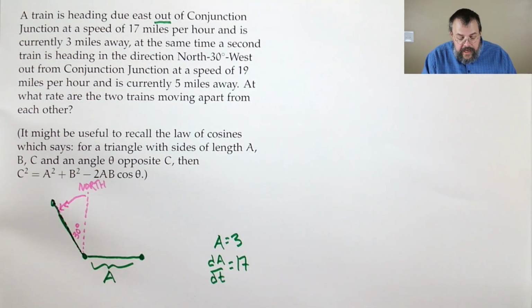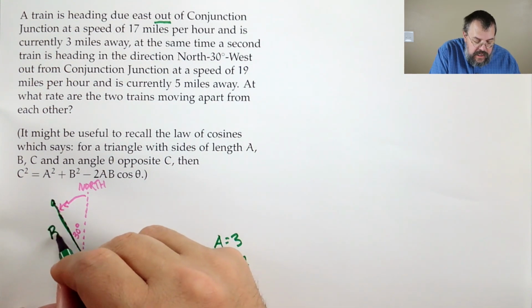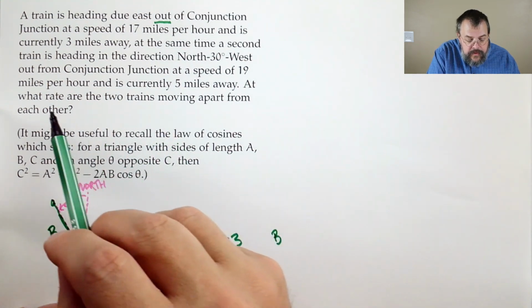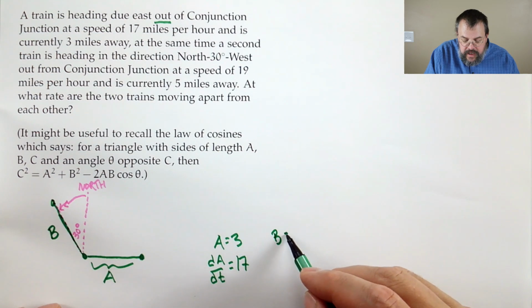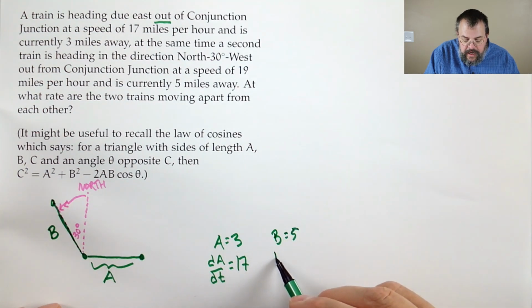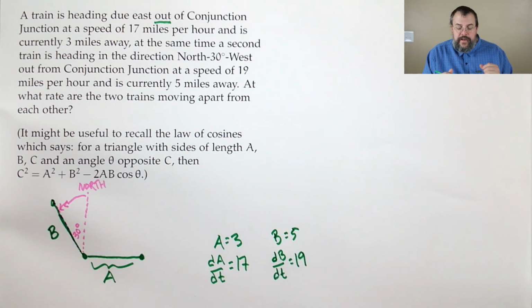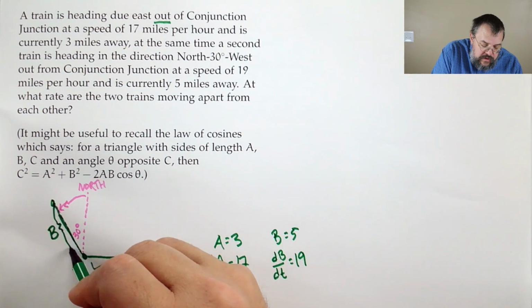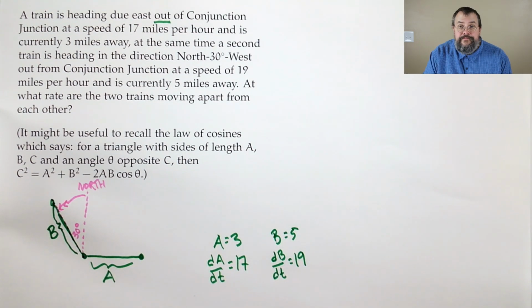What do we know about that train? I'll label it as B. We're told that it's also moving out. It's currently 5 miles away, so B equals 5. And the rate at which it's moving out, a positive value, is 19. So there we know what's happening to these two trains in relationship to Conjunction Junction, which is represented as that single point.